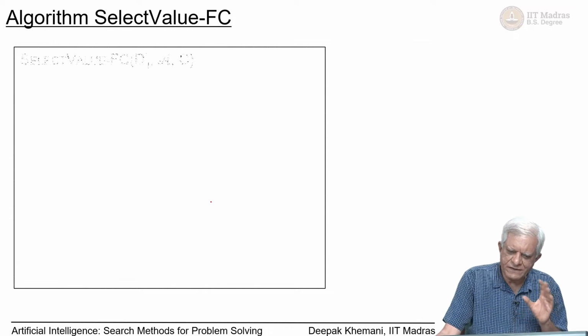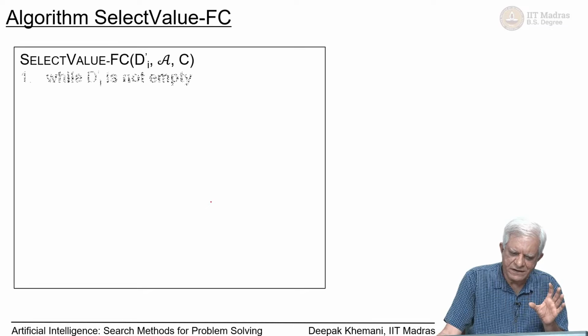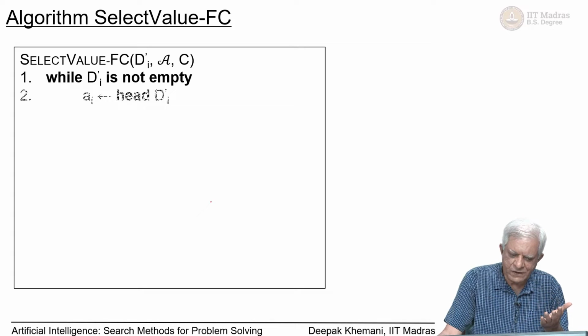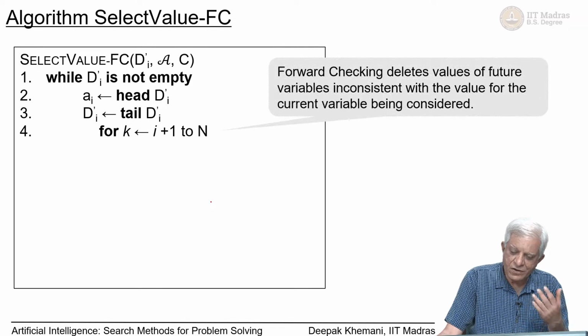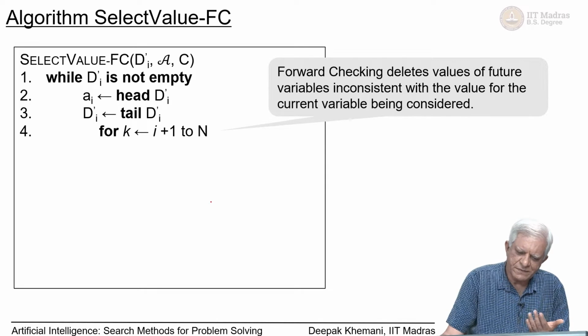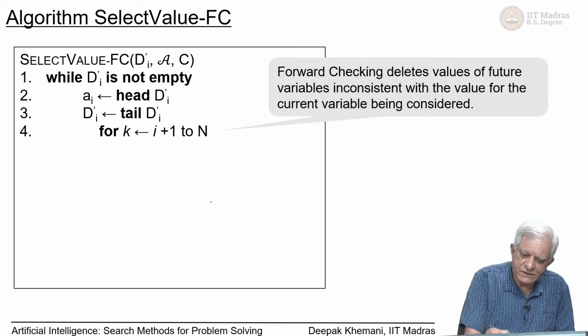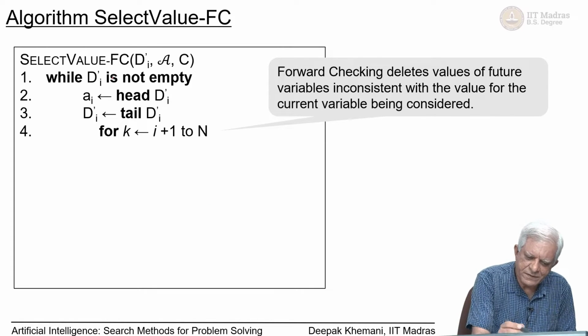This is similar to the select value function for backtracking, except that it is going to do some extra pruning. The initial part is the same: as long as the copied domain D_i prime is not empty, take the first element from the domain, which is at the head of the domain, and reduce the domain by 1 by taking the tail of the domain, and then for all future variables. You are looking at the ith variable to assign a value, remember.